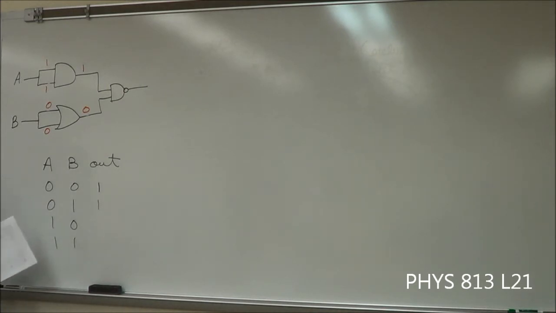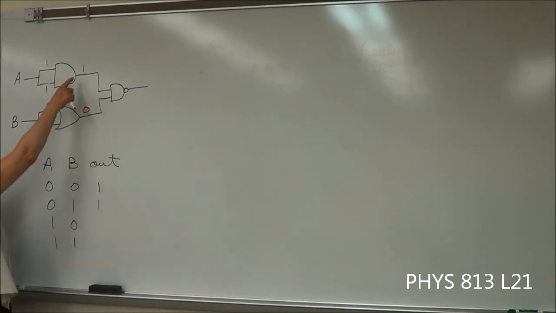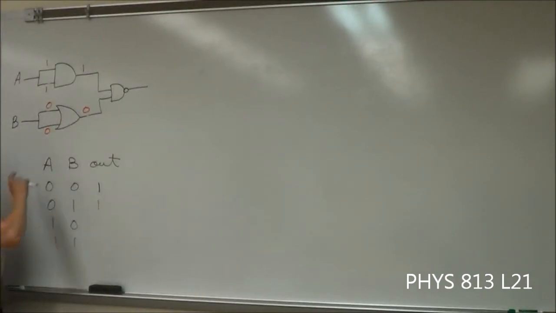Okay, let me check this. A, we have 1 and 1 with an AND. 1 and 1 with an AND is a 1. And 0, 0 with an OR should be a 0. 0, 0 with an OR is a 0. So 1 and 0 with our NAND should be a 1.